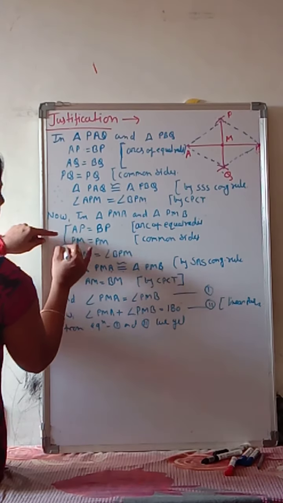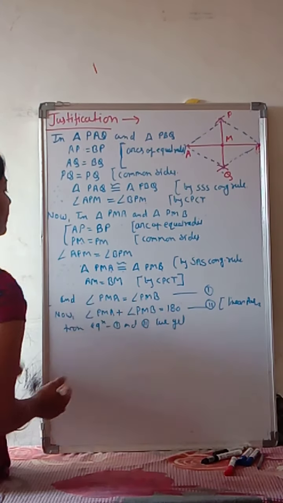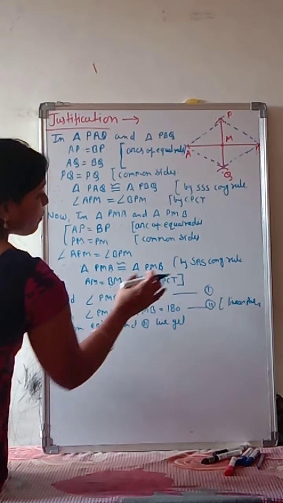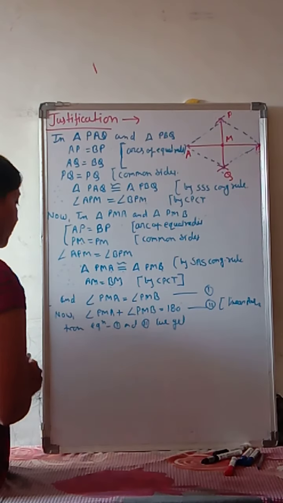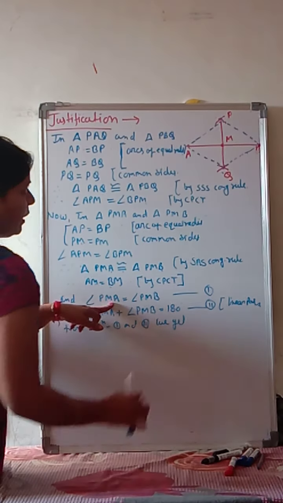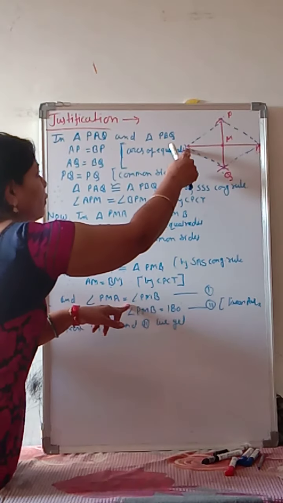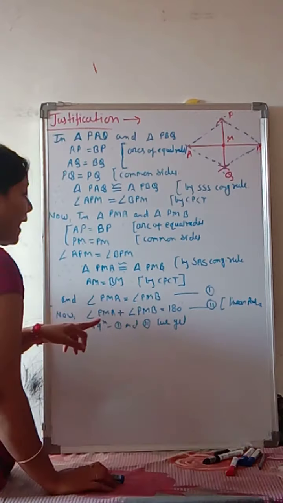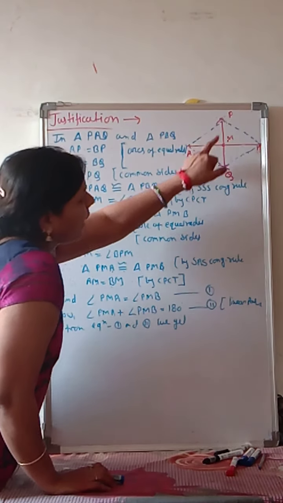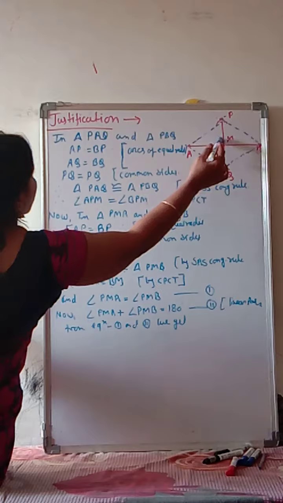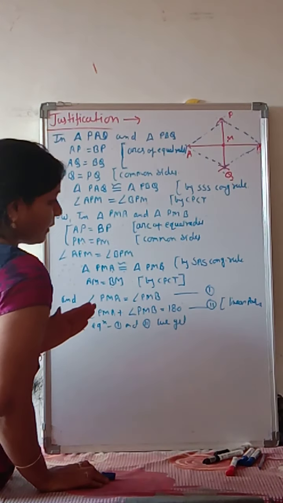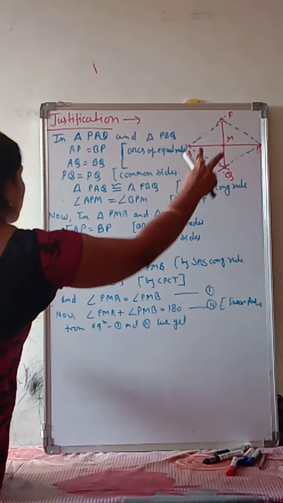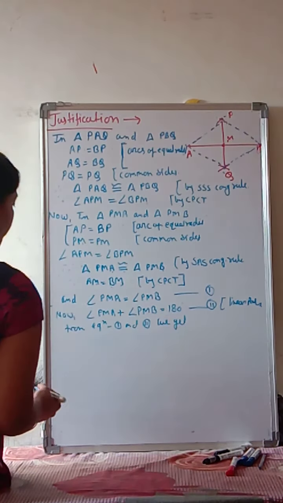SAS means we are given two sides and the one angle, and AM equals BM by CPCT, the corresponding parts of the congruent triangles. Now angle PMA is equal to angle PMB, both angles are equal. So this is equation 1. And angle PMA plus angle PMB equals 180 degrees by the linear pair, because this is a straight line and a straight line makes 180 degrees. So both angles make 180 degrees.